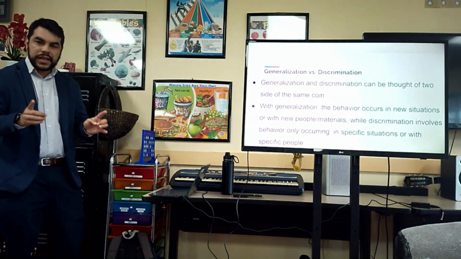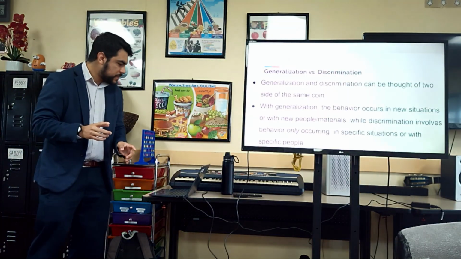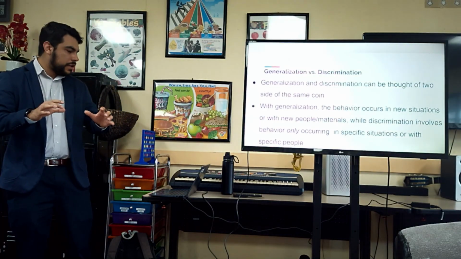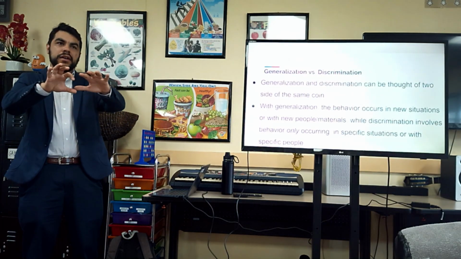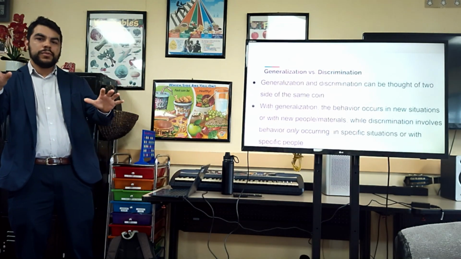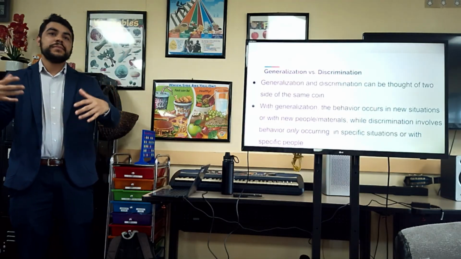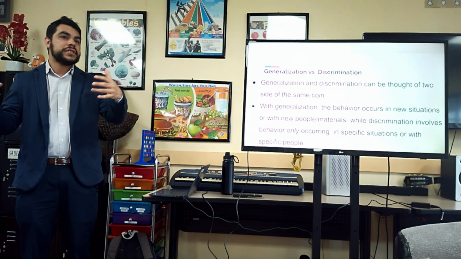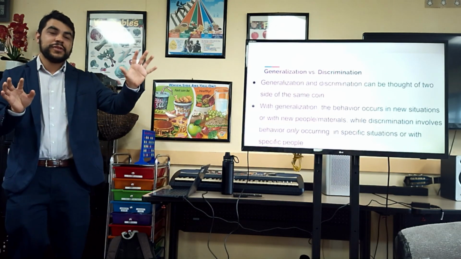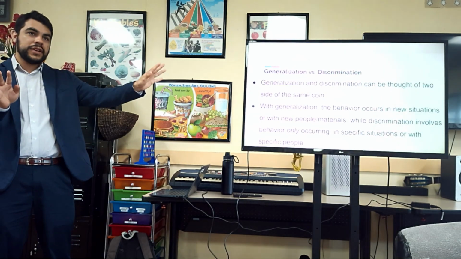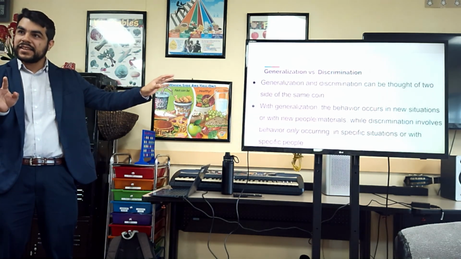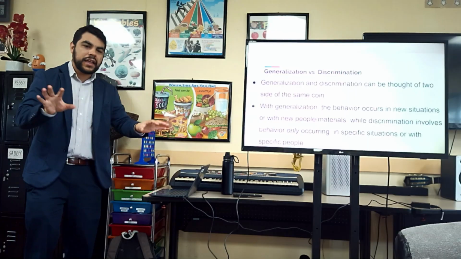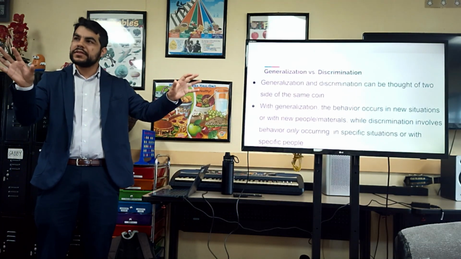I don't think I have anything in the notes for this, but it's just a nice refresher where we can think of generalization and discrimination being on a spectrum, where for generalization we want the behaviors to occur more often in different contexts, in different places, with different people. Whereas for discrimination, the more you want them to discriminate, the less and less context that you want the behavior to occur in.